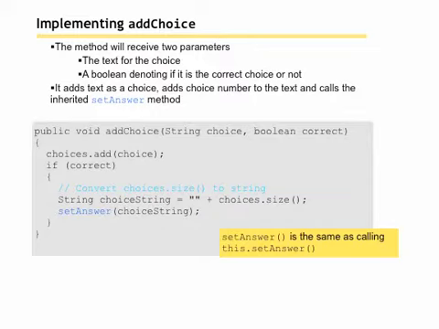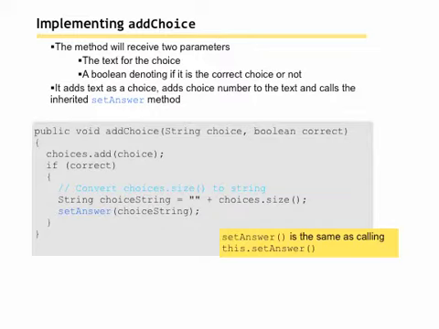So the method to implement addChoice is going to receive two parameters, the text for the choice and then a boolean denoting whether or not it is correct. Because we used an ArrayList for the choices, we can just use the add method and it throws that onto the end, which is very handy. If correct, so if this is the correct answer, then we set our String choiceString equal to choices.size, so whatever is the current number of items in our ArrayList, that one is correct. And think about that for a minute to just see how this is working.